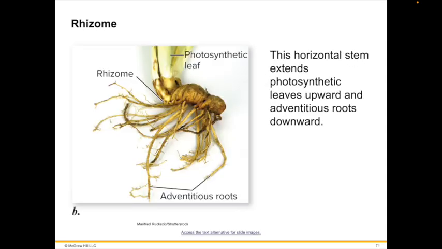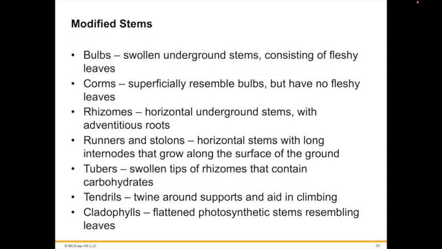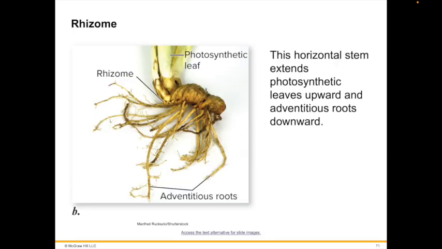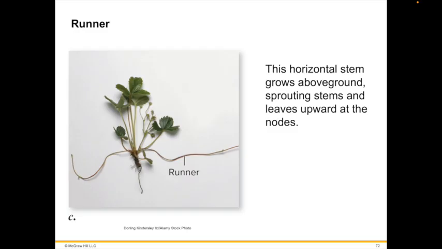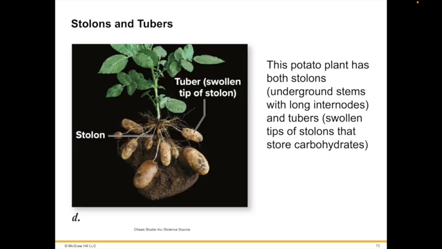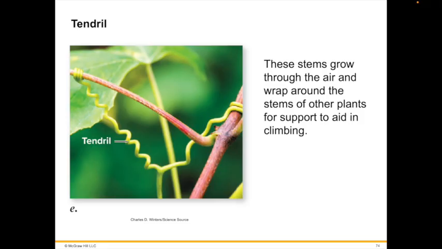Tendrils. Many climbing plants, such as grapes and English ivy, produce modified stems known as tendrils that twine around supports and aid in climbing. Some other tendrils, such as those of peas and pumpkins, are actually modified leaves or leaflets.